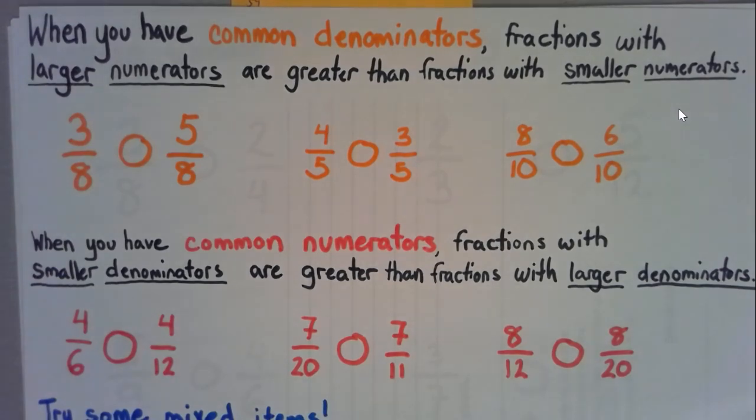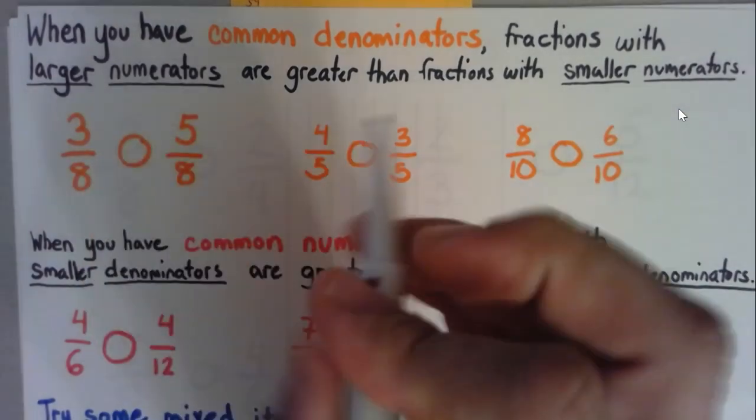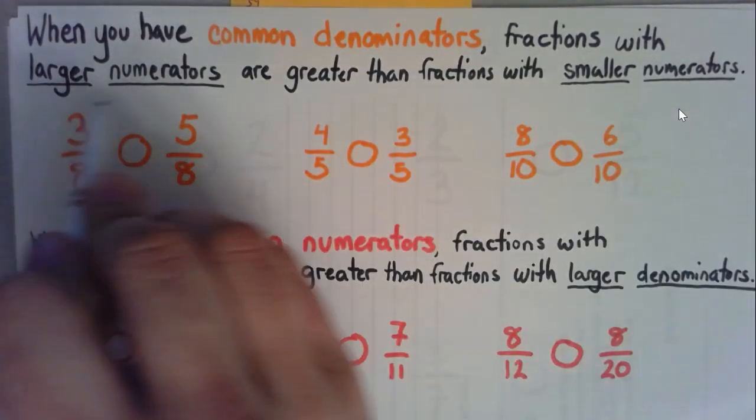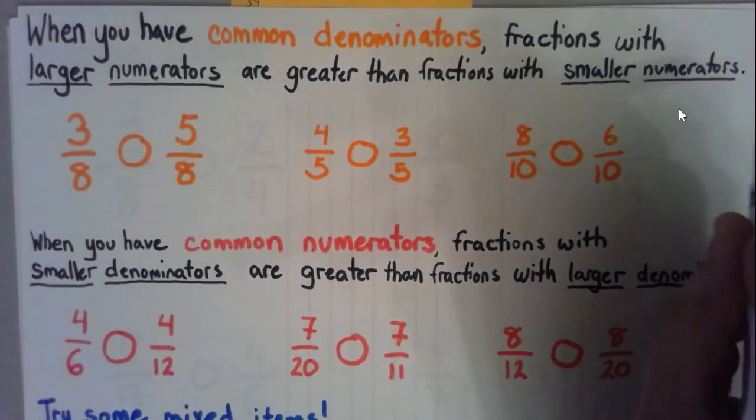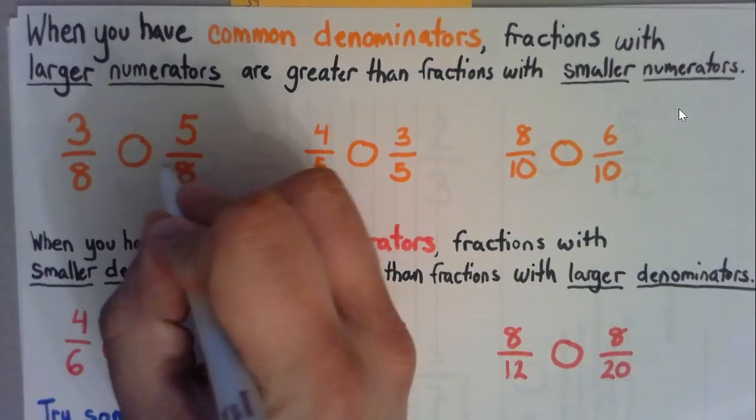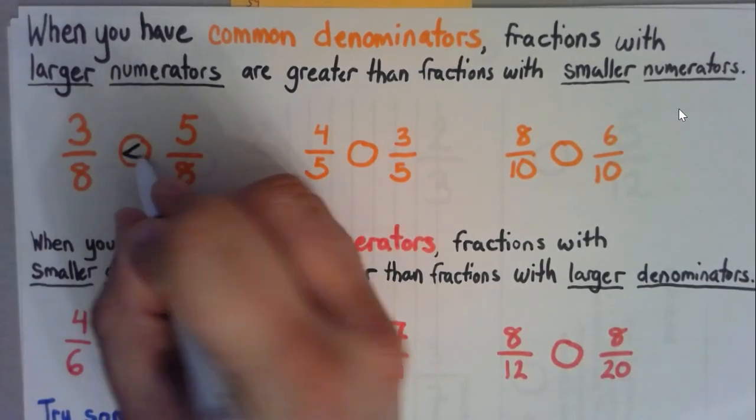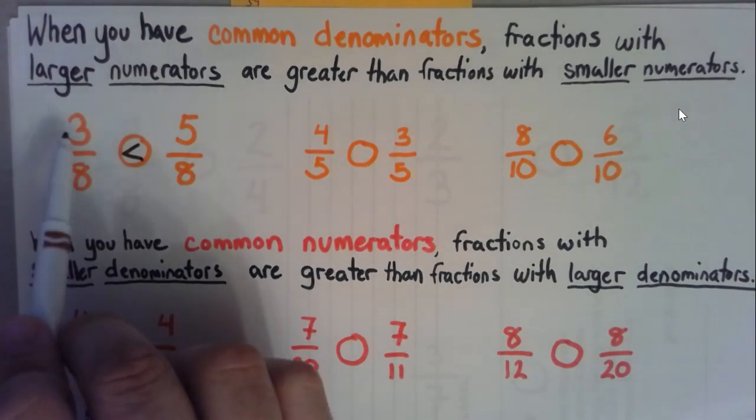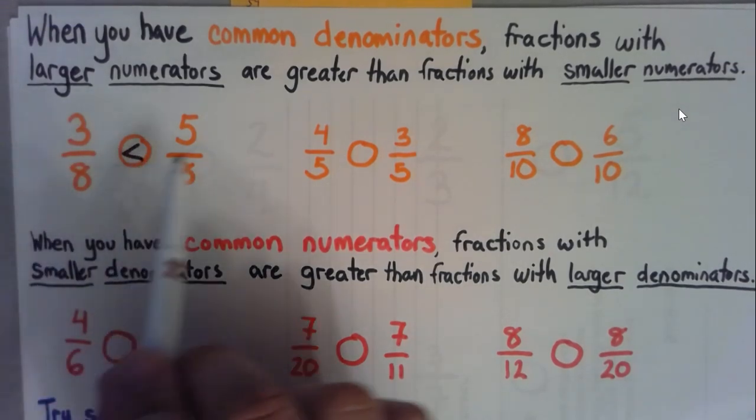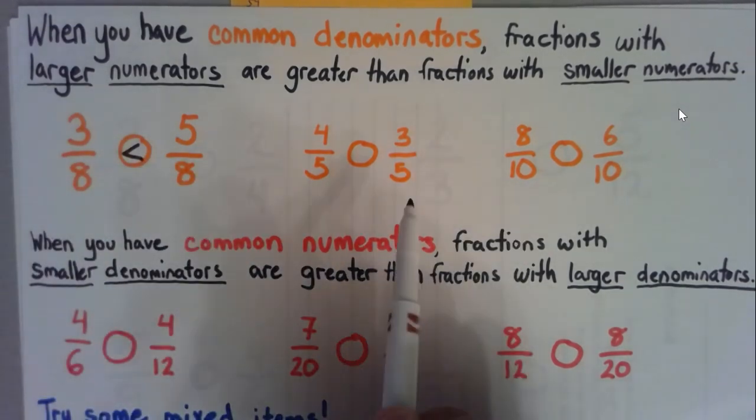Please pause this video now and you can figure out which is greater, 3/8 or 5/8. Well, we can use our strategy. Fractions with larger numerators are greater than fractions with smaller numerators. 5/8 is clearly going to be greater than 3/8. So I'm going to say 3/8 is less than 5/8. Let's go on to the next one.